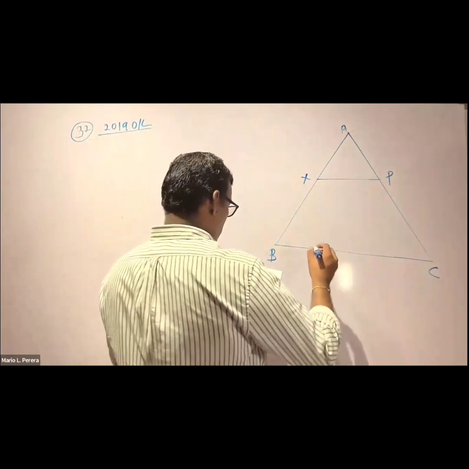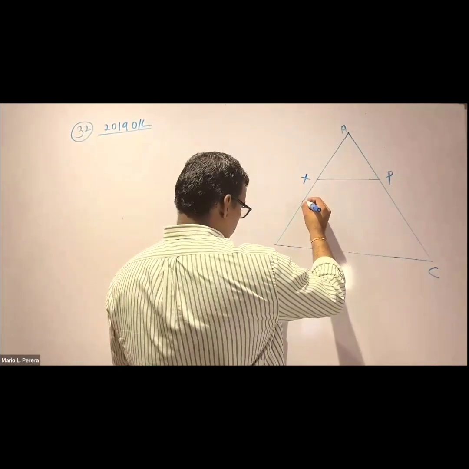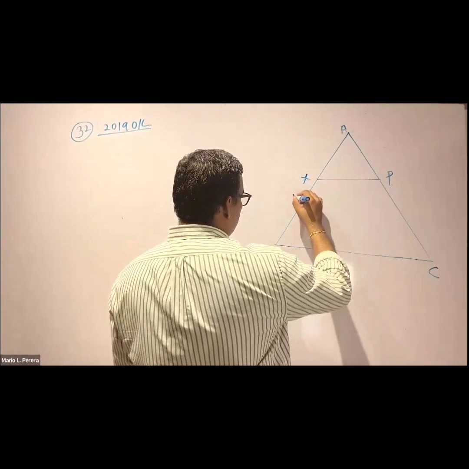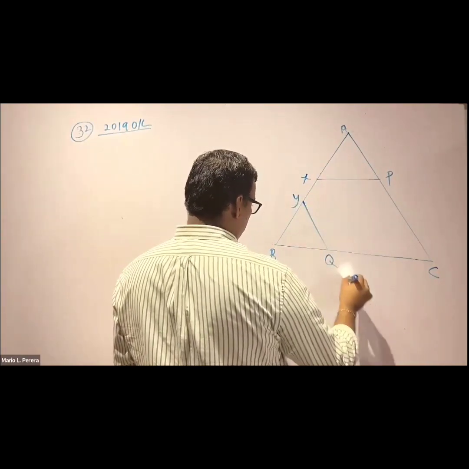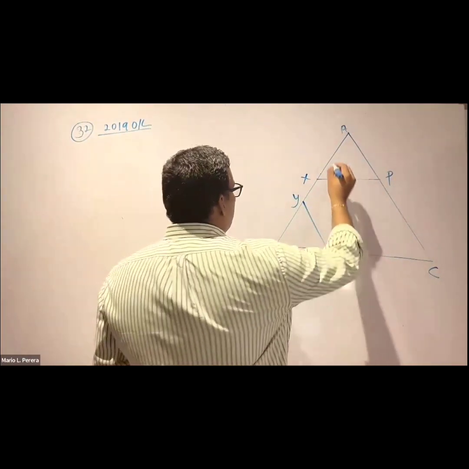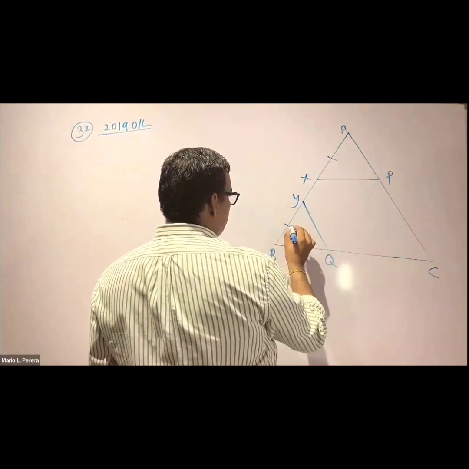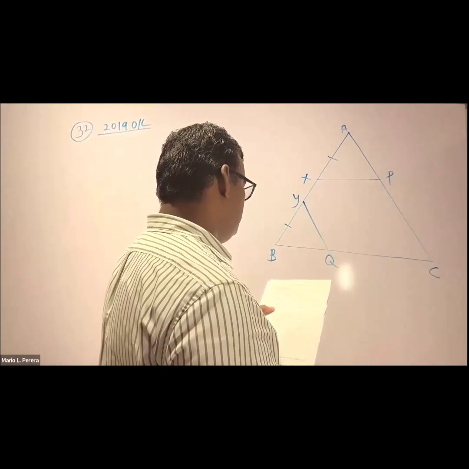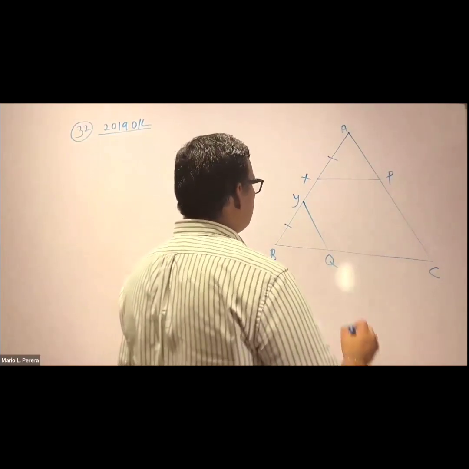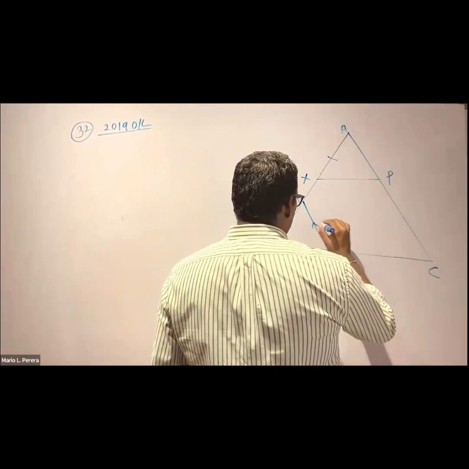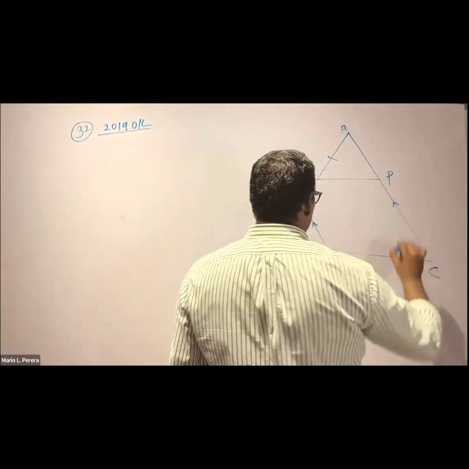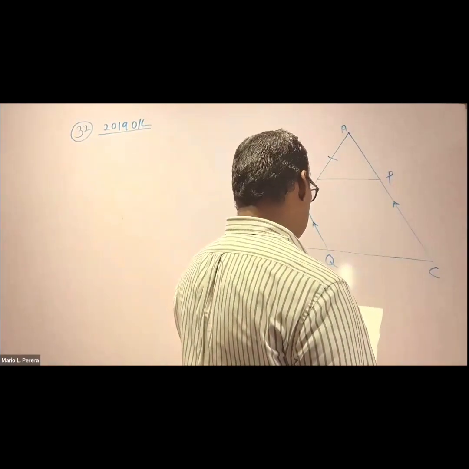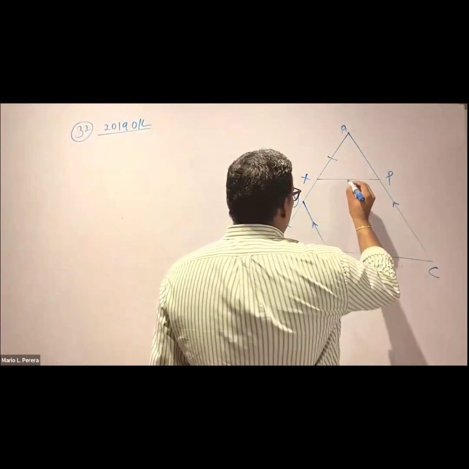AX is equal to BY. YQ is parallel to AC. YQ is parallel to AC. XP is parallel to BC.